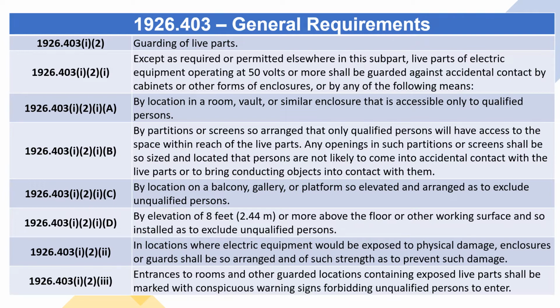1926.403(i)(2)(i) Except as required or permitted elsewhere in this subpart, live parts of electric equipment operating at 50 volts or more shall be guarded against accidental contact by cabinets or other forms of enclosures, or by any of the following means. (A) By location in a room, vault, or similar enclosure that is accessible only to qualified persons.